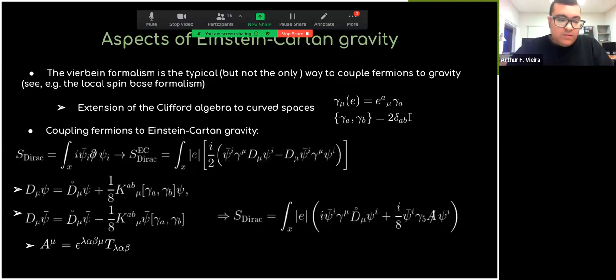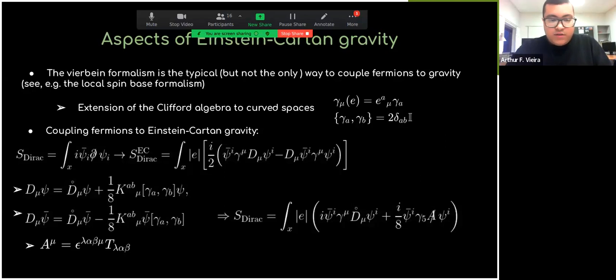And the contortion term is actually the piece that will bring the torsion into the game. This will bring a modification to the covariant derivative. So now the covariant derivative will be split into the standard curved space covariant derivative plus a term proportional to the contortion.